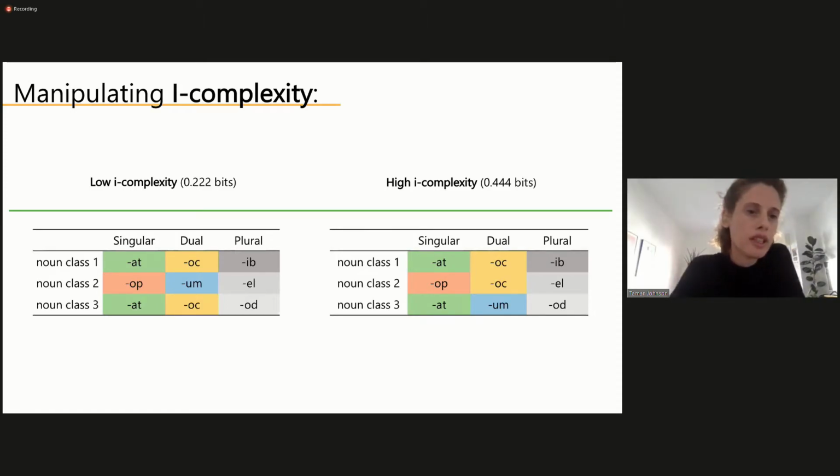And the main difference here is that in the low I-complexity paradigm, the singular form predicts the dual form. And in the high I-complexity paradigm, it is not the case. So forms that take AT as a suffix in singular wouldn't necessarily take OC in dual.